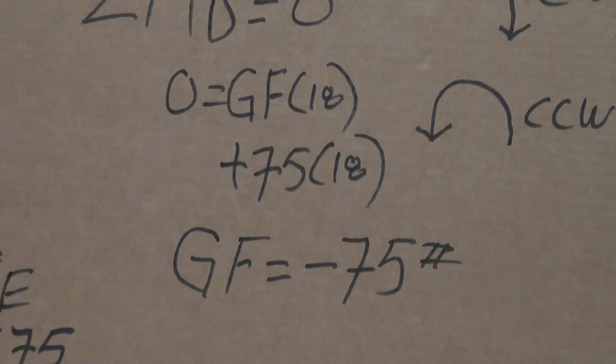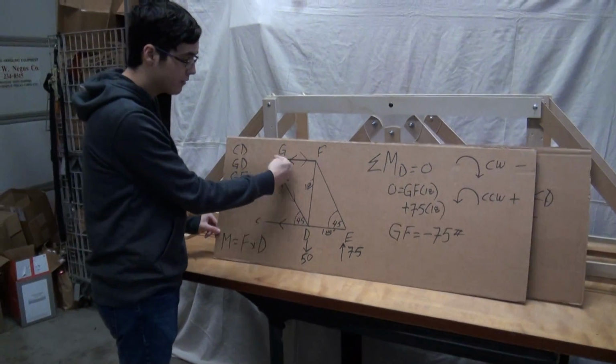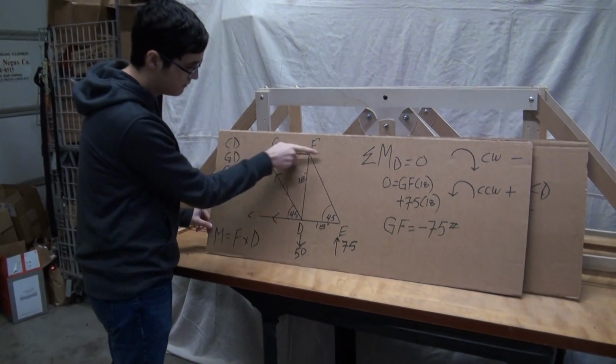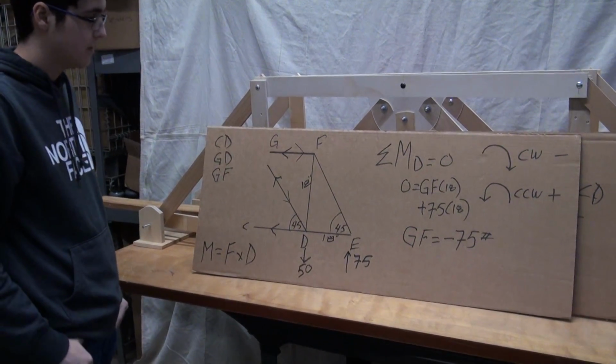Yep, and that's where the second arrow comes in. Because we got a negative value, it's no longer tension, it's now compression. So that's why we put in the arrow going to the right. Correct. Good.